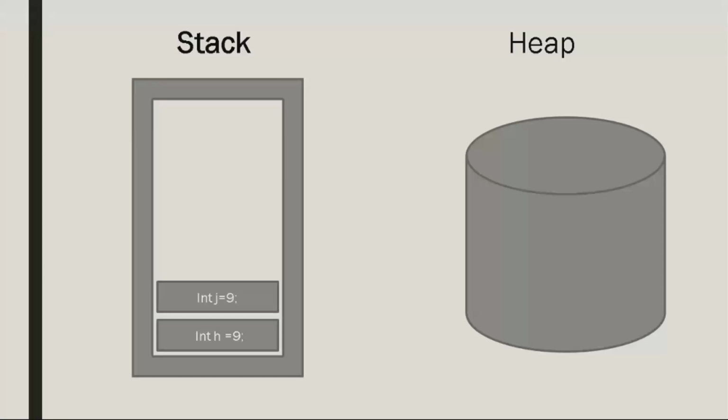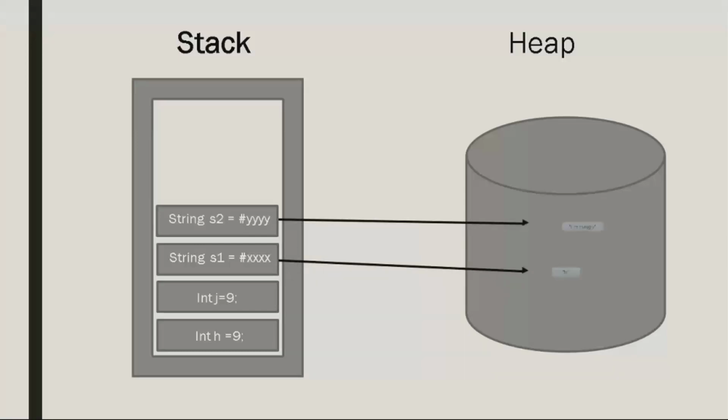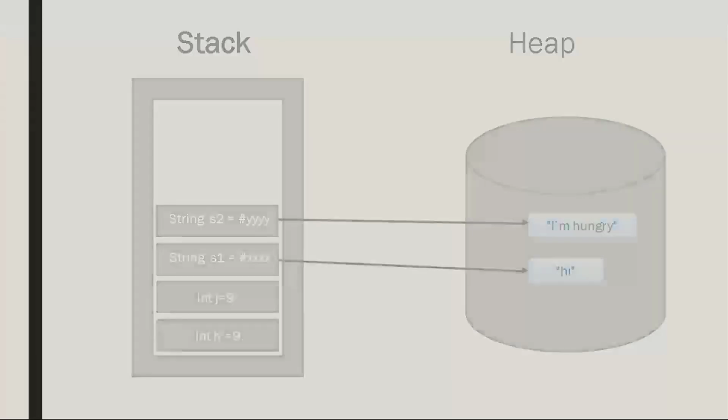Let's say s1 and s2 are strings. When I create them, they both will have some space of memory allocated for them in both the stack and the heap, where the reference of each string is stored in the stack, pointing at their value, which is stored in the heap. Now let's take a break to understand this point.